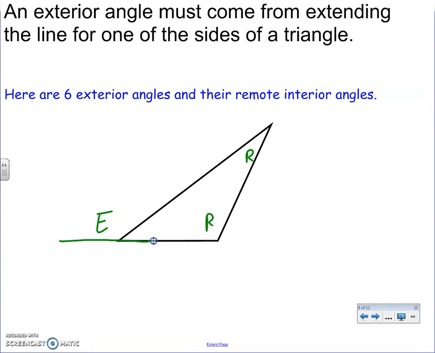But what if I drew another one? What if I extended the line this way? Here's the exterior angle, and these are the same 2 remote angles.